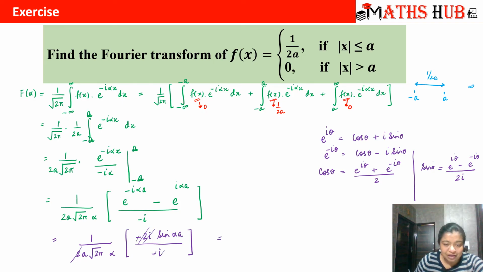So finally, what are we left with? We are left with sine a alpha divided by a alpha under root 2 pi, or you can write a alpha together. So this becomes the Fourier transform for the given function, right? So I hope it is clear. Okay, let's proceed to the next question.